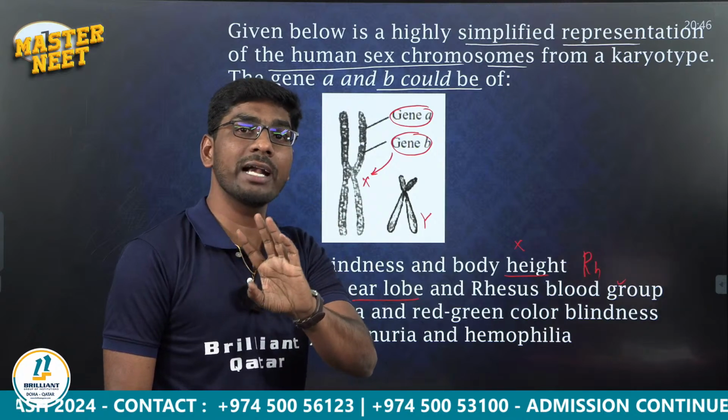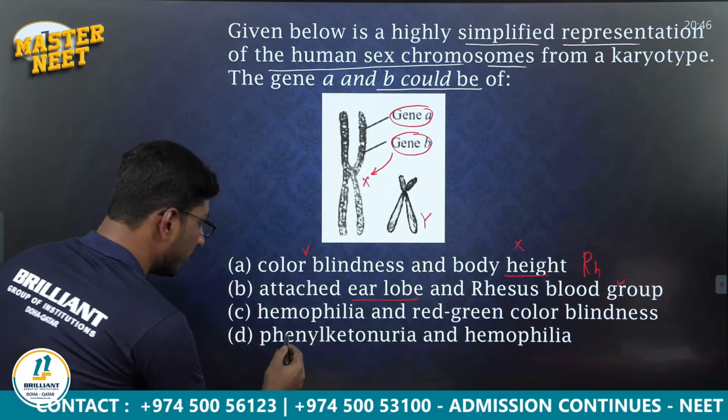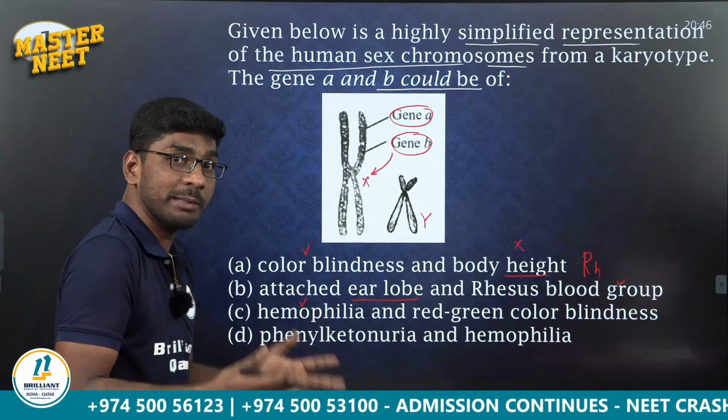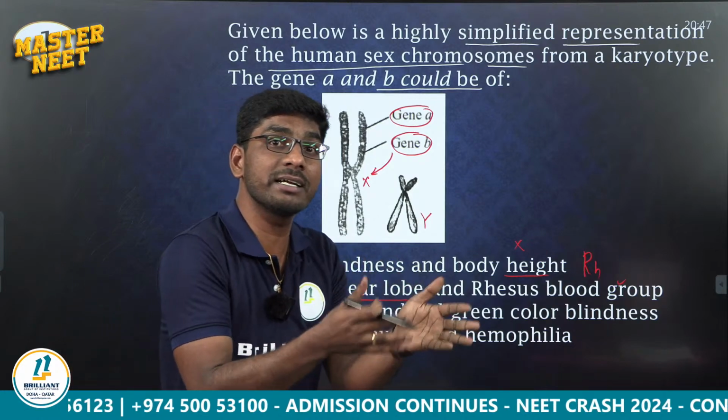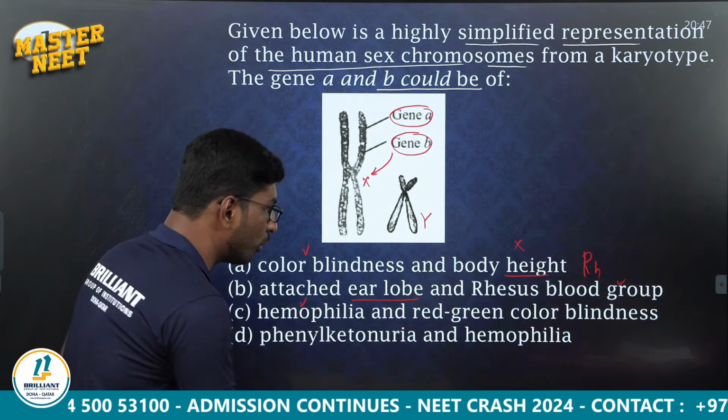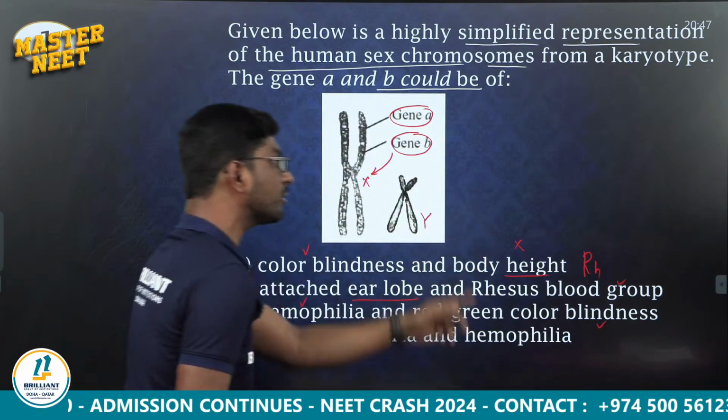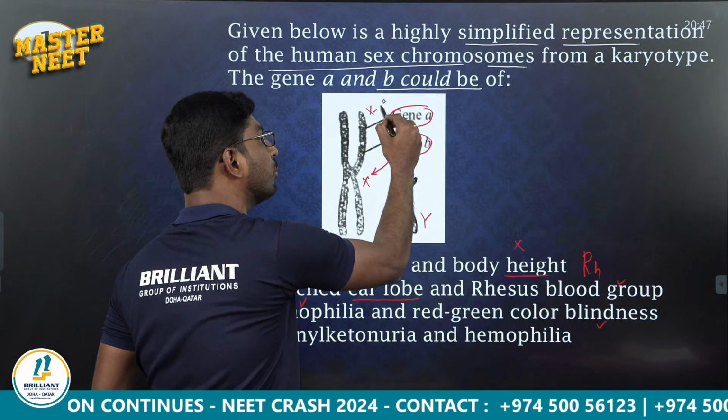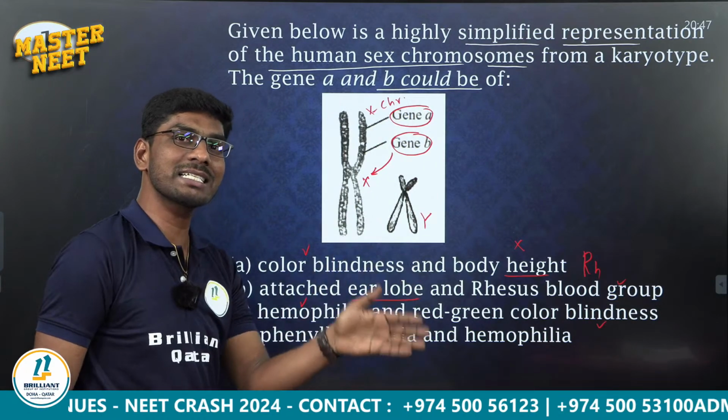This is the Rh antigen they're talking about. Leave it. Now hemophilia, right? Hemophilia is what type of disorder? It is a sex-linked recessive. Fine. And also color blindness. Color blindness is also located on where, my dear? X chromosome only, right? So these are the sex-linked recessive.